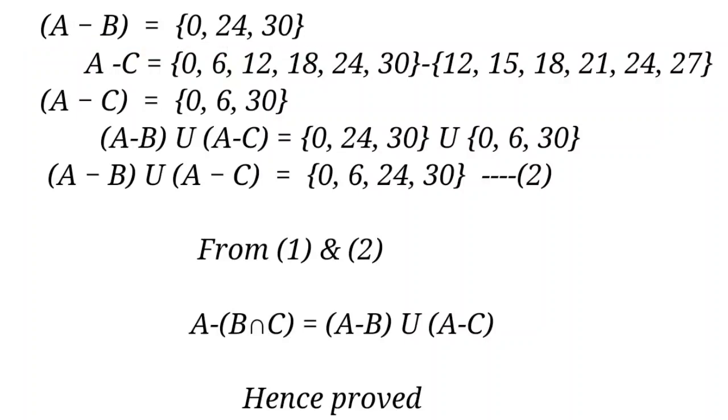Second step, A minus C is equal to {0, 6, 12, 18, 24, 30} minus {12, 15, 18, 21, 24, 27}. Then A minus C is equal to {0, 6, 30}.